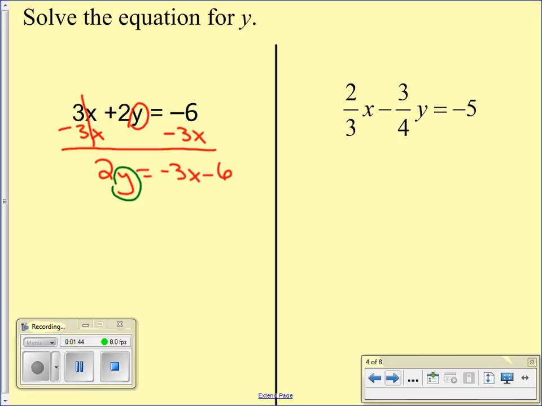Circle my y because that's what I'm solving for, so it's the last thing I touch. So in order to isolate 2y, I'm going to divide by 2. And when I divide by 2, I divide by 2 on every single term in the problem.